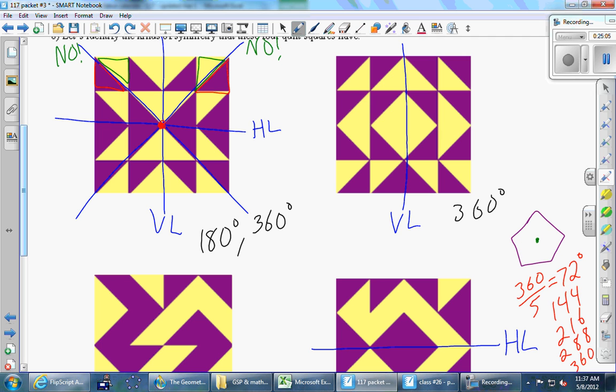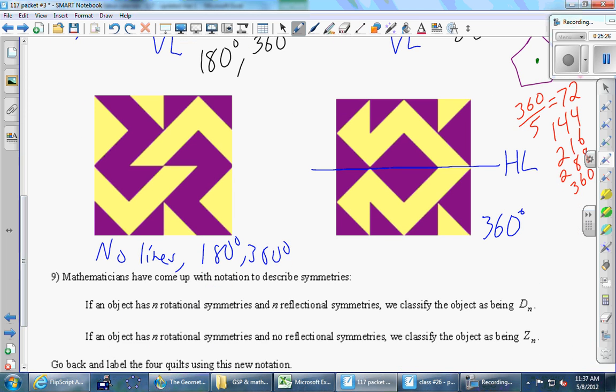Okay, next observation. How many lines of symmetry did this top left picture have? 2. How many angles of symmetry did it have? 2. Okay, so here's a picture with 2 of each. How many lines did the top right picture have? 1. How many angles? 1. There's a picture with 1 of each. Bottom left. How many lines? 0. How many angles? 2. Okay, that kind of broke the pattern I was looking for. Over here, how many lines? 1. And how many angles?